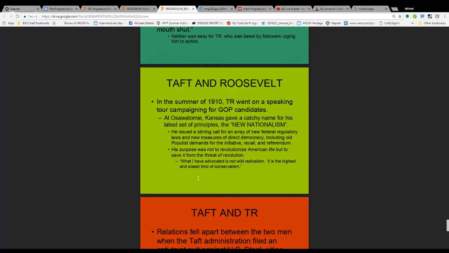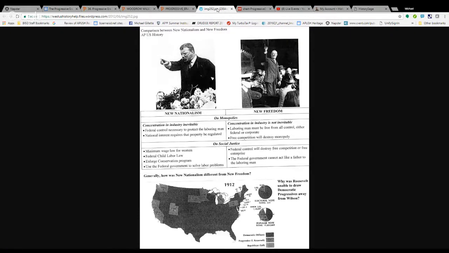He issued a stirring call for an array of new federal regulatory laws, new measures of direct democracy, including old populist demands for initiative, recall, and referendum. In fact, if you look at this document here, this is actually on your Google site, the comparison between New Nationalism and New Freedom, something you're going to need to be able to do.